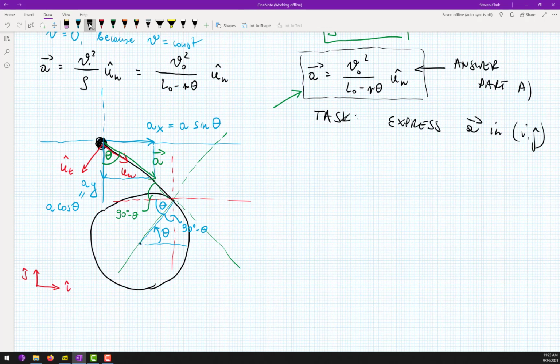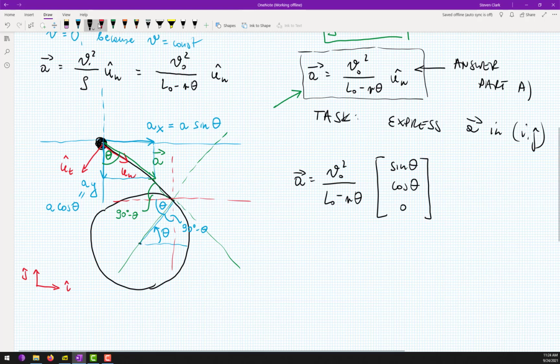So I think that means that our A will be V0 squared over L0 minus R theta, times sine theta, cosine theta, 0. But one thing is missing, yes? Please observe that AY points downwards. So I had to put a minus in here. Yeah. So this is our A expressed in IJK.